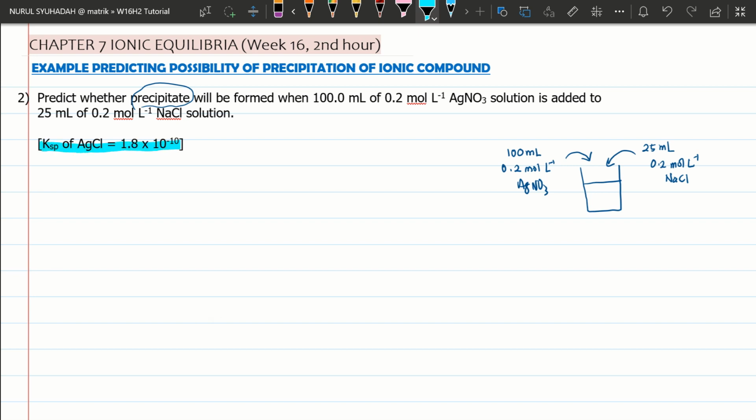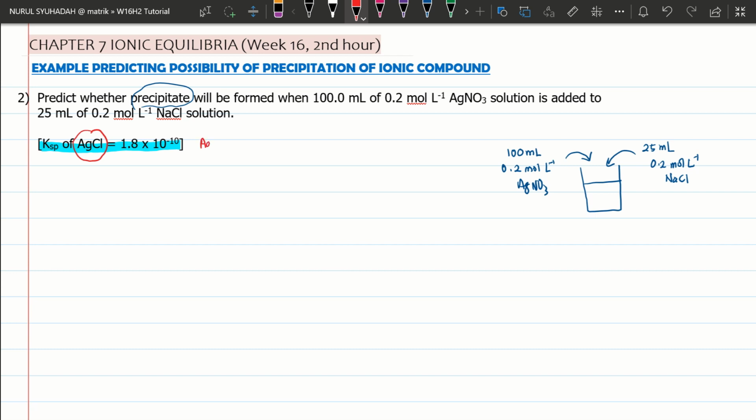So, maksudnya dekat sini, confirm precipitate yang akan terhasil adalah, kalau ada precipitate lah, is AgCl. Okay, so untuk tahu precipitate akan terhasil ke tak, you need to know the value of QSP. Okay, so saya tulis roughly dekat sini kita punya equation.